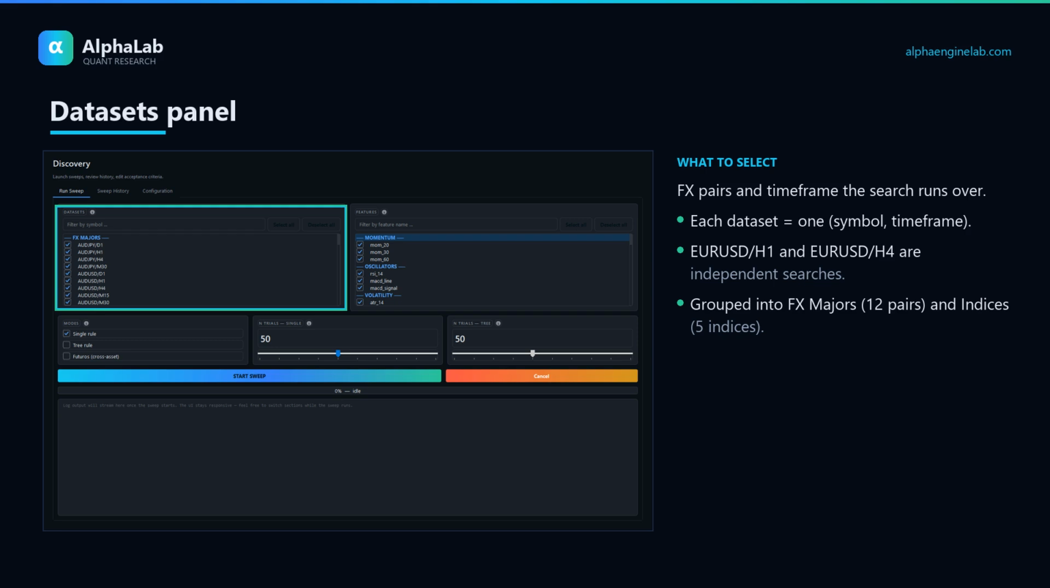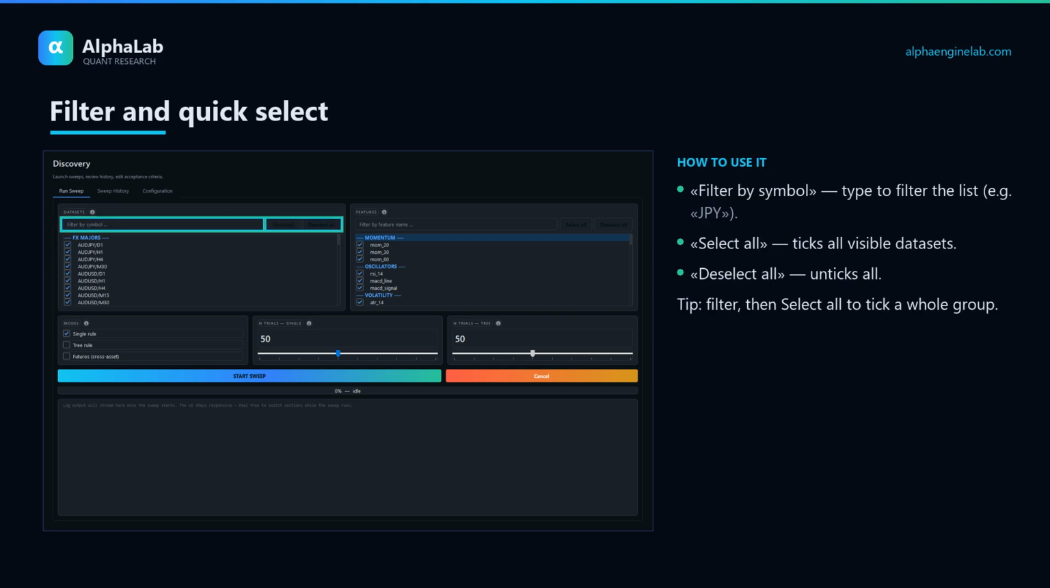Datasets come grouped into 2 families: FX majors, with the 12 main pairs, and indices, with 5 indices. At the top of the panel, there's a filter box. Type part of a symbol, for example JPY, and the list narrows to the yen pairs. The Select All and Deselect All buttons tick or untick every visible dataset at once.